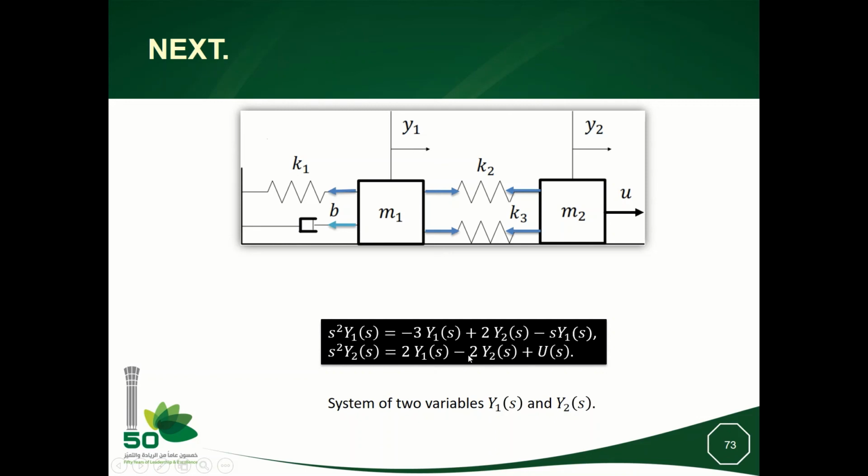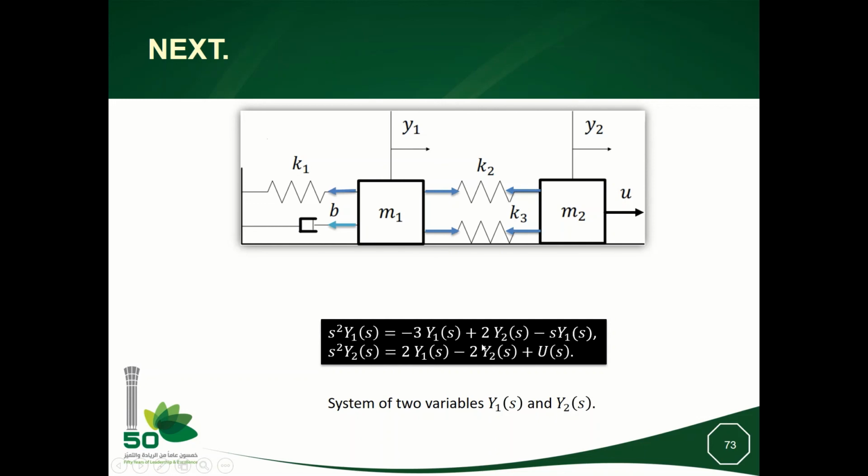So we are seeing Y1 and Y2 in both equations. So I have a system of two variables, Y1 and Y2. I can solve this system of equations as I would for x1, x2. It's like I have two variables to be found. So when I get Y1 and Y2, they will be dependent on U. And then I can form the ratio Y1 divided by U to get the transfer function that relates the input U to the output Y1.